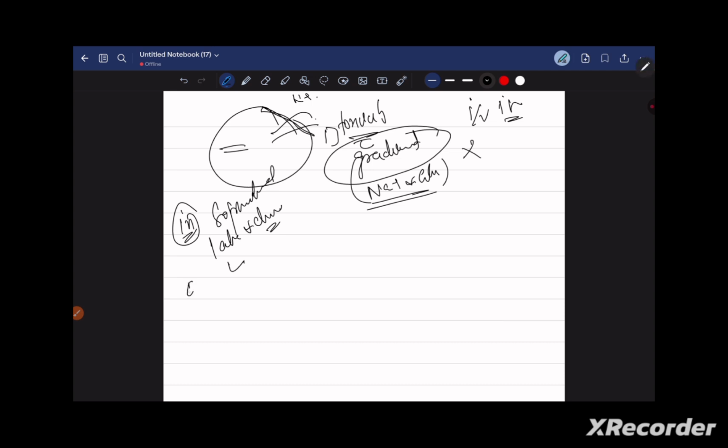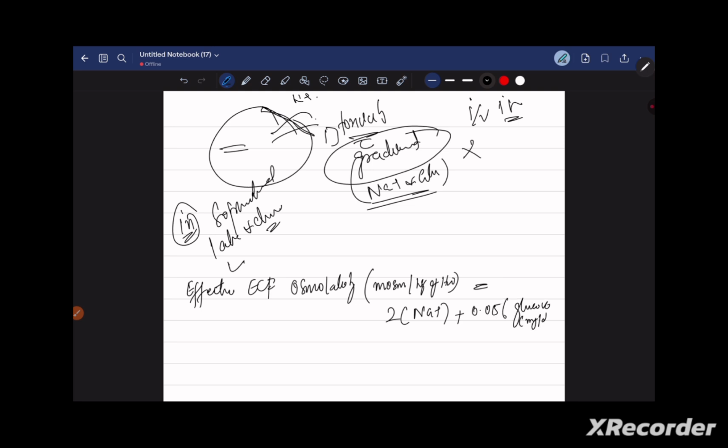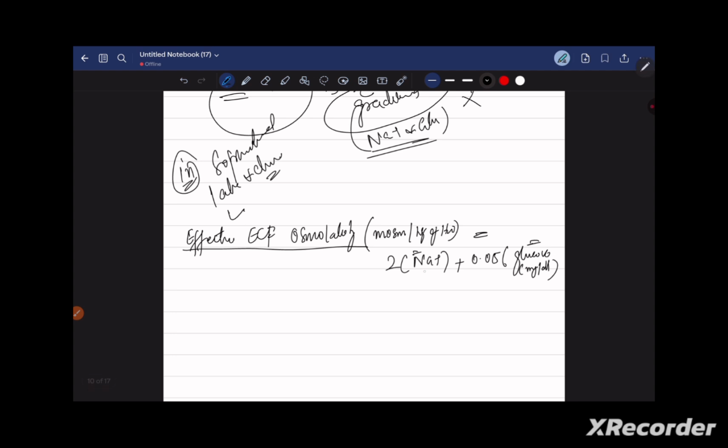Okay, means the effective extracellular fluid osmolality, in milliosmoles per kg of water, will be equal to twice the sodium concentration plus 0.05 times glucose. Glucose is measured in mg per dl. Means if you have the sodium concentration and the glucose concentration, it will give you the effective ECF osmolality.